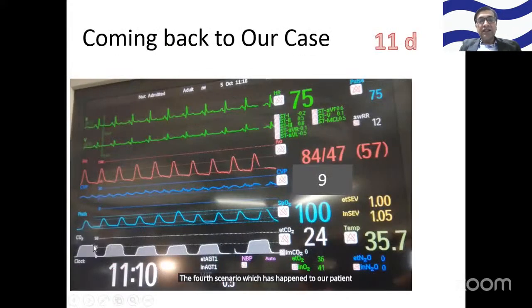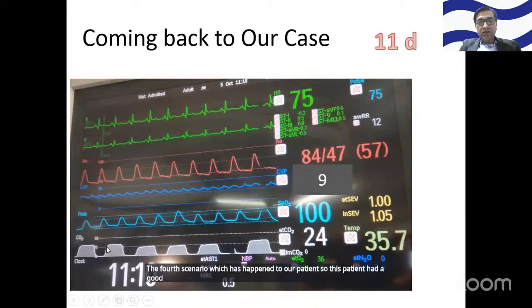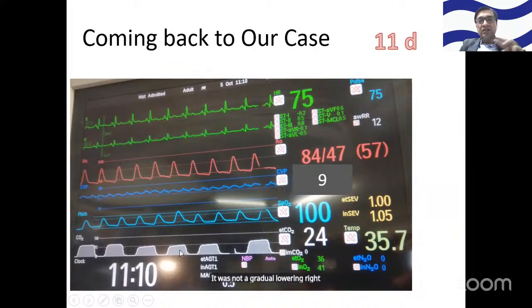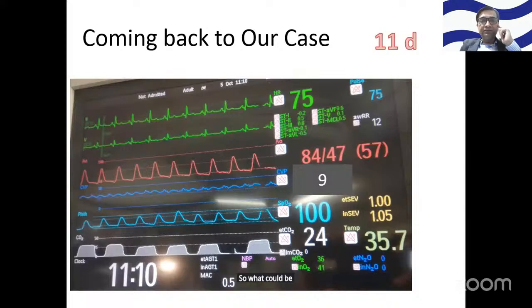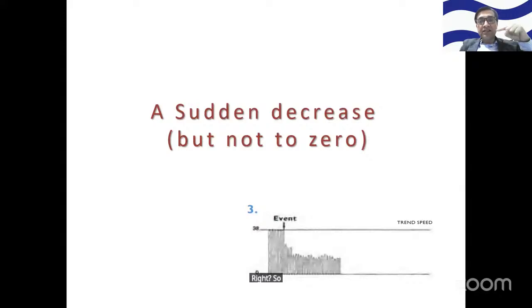The fourth scenario which has happened to our patient. So this patient had a good plateau, which was roughly around 30, and then suddenly the plateau has dropped down to 24, and it remains static at 24. It was not a gradual lowering, right? This is no exponential curve. There is no zero which is happening suddenly, but the graph has become a little lower. The plateau has started coming at 24, and it remained at 24. So what could be the diagnosis in this patient, right? So it's a sudden decrease, but not to zero. This is the fourth scenario. Sudden decrease, but not to zero, right?